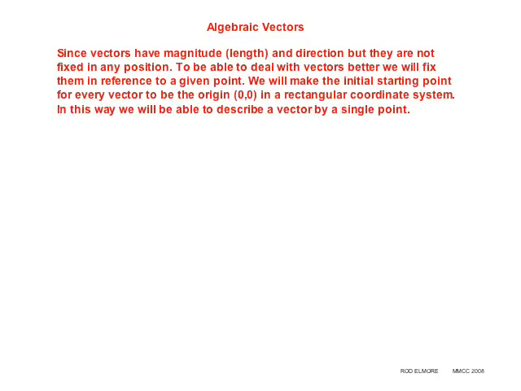Algebraic vectors. Since vectors have magnitude, length, and direction, but they are not fixed in any position, to be able to deal with vectors better, we will fix them in reference to a given point. We will make the initial starting point for every vector to be the origin, 0, 0, in a rectangular coordinate system. In this way, we'll be able to describe a vector by a single point.